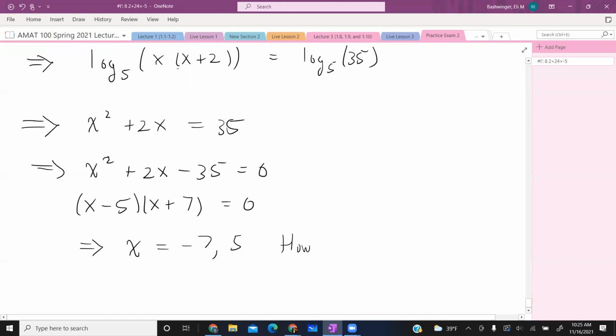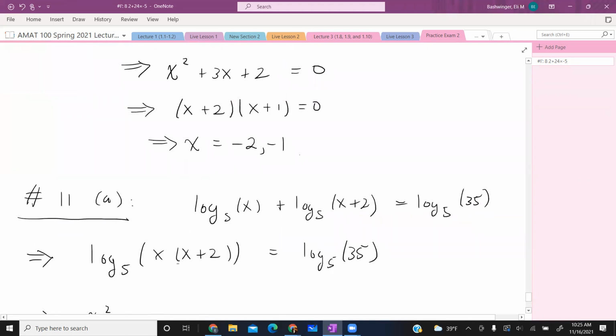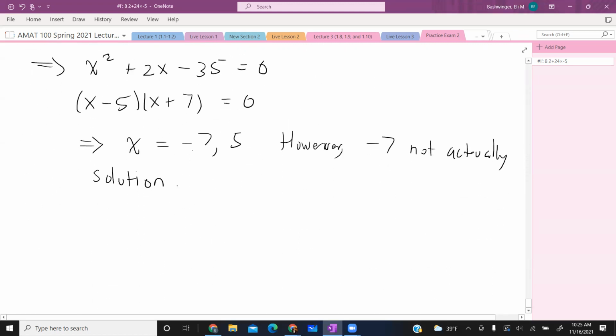However, -7 is not an actual solution, because you cannot take the logarithm of a negative number. Look at our original equation. If you plug in x equal to -7, you'll have log base 5 of -7, and that's not defined. So you have to rule this out. So the only solution is 5.